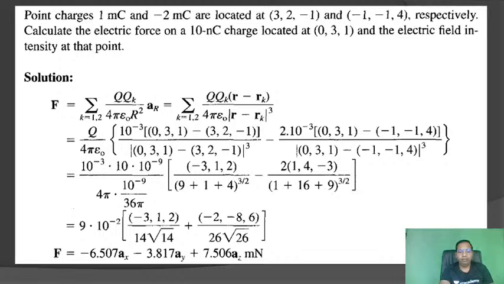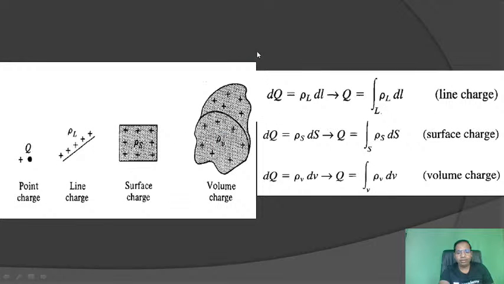Here is one problem you may check. The point charges 1 millicoulomb and minus 2 millicoulombs are located at these points, so calculate the force. The interested ones can look at this problem. Apart from the point charge, as I told you, we also have line, surface and volume charges. If it is a line charge density, then rho L is equal to dq by dl, that is the rate of change of charge with respect to length. For surface charge density, rho S is equal to dq by ds, the rate of change of charge with respect to the surface, and in the same way for volume.